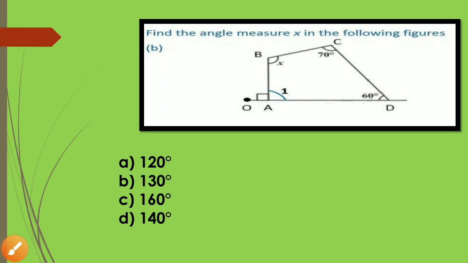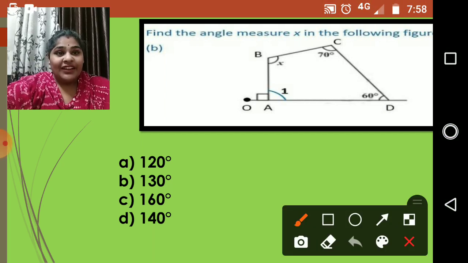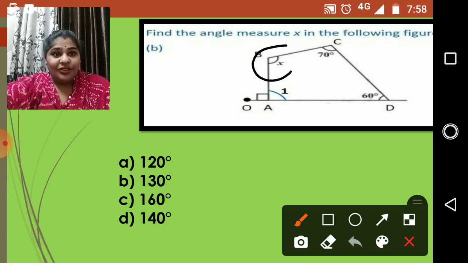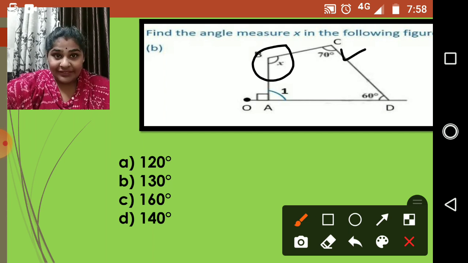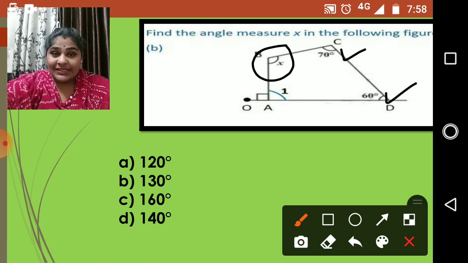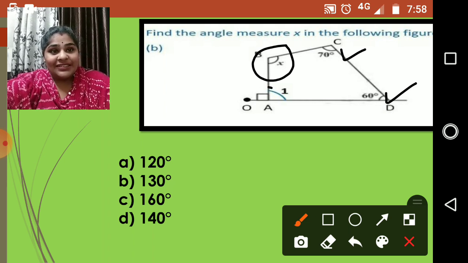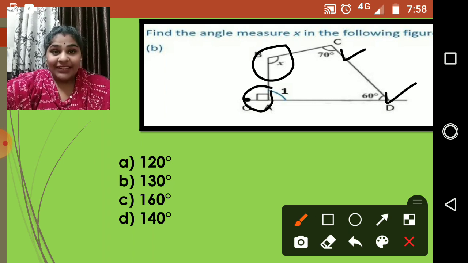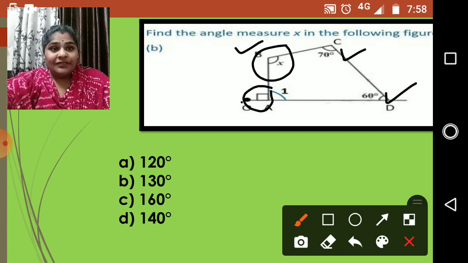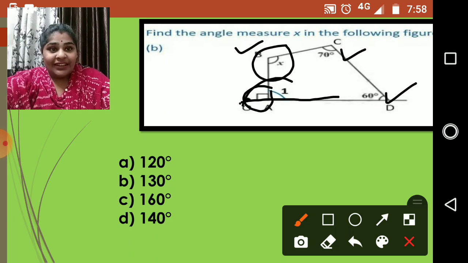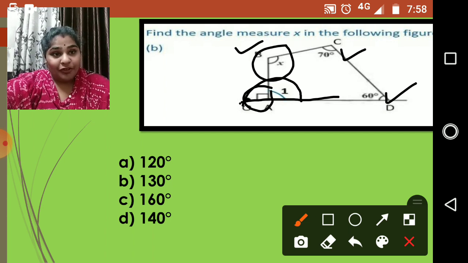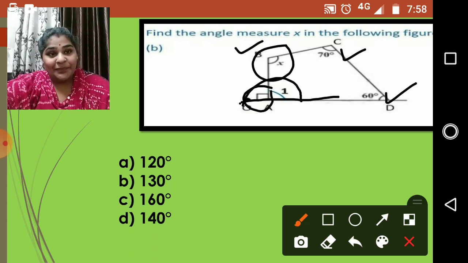So now let us see how to solve it. Find the angle measure x in the following figure. Now here is your x. Alright. Now here angle C is given 70 degrees. Here angle D is given 60 degrees. Here you can see the exterior angle is given 90 degrees. And this is the x angle, right? Now we know if this is a straight line, the exterior angle and the relative interior angle sum to 180 degrees, right?